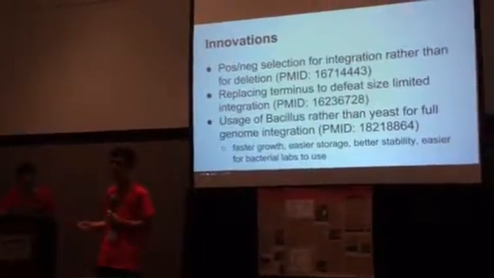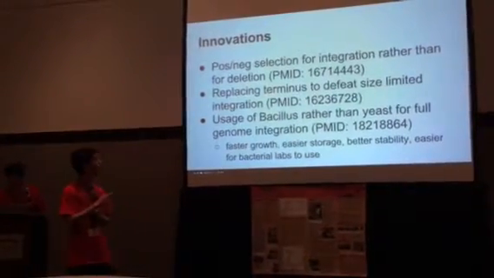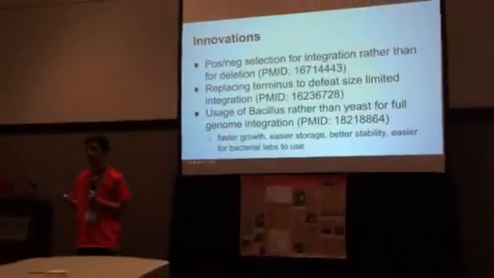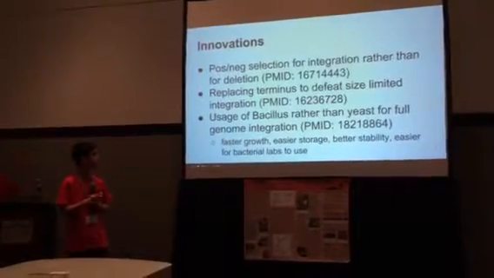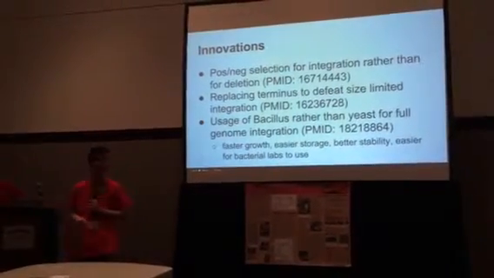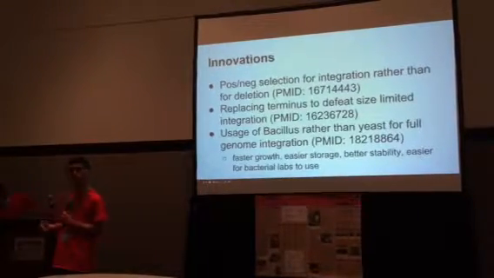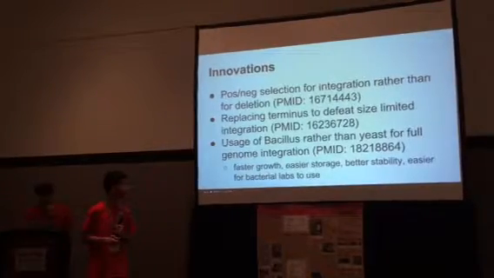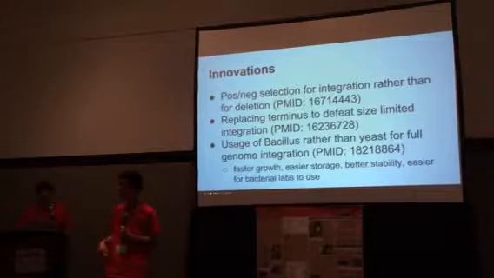So some innovations we had. First of all, we used the positive and negative selection cassette for integration rather than deletion. In other literature, they use it for deleting certain genes. We also replaced the terminus to defeat size-limited integration, unlike the paper where they integrated a cyanobacteria genome. We are also using Bacillus rather than yeast for full genome integration: faster growth, easier storage, better stability, and easier for bacterial labs to use.